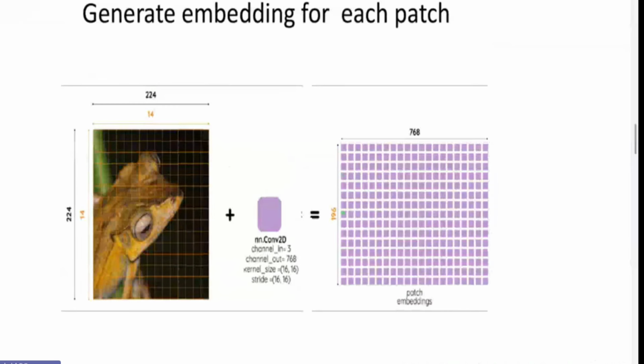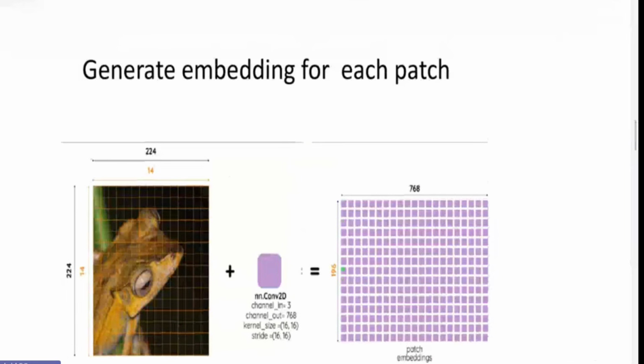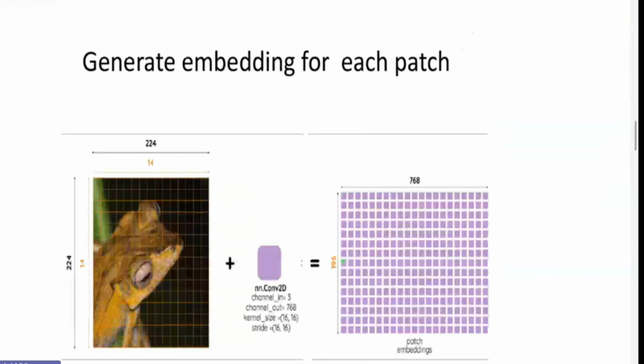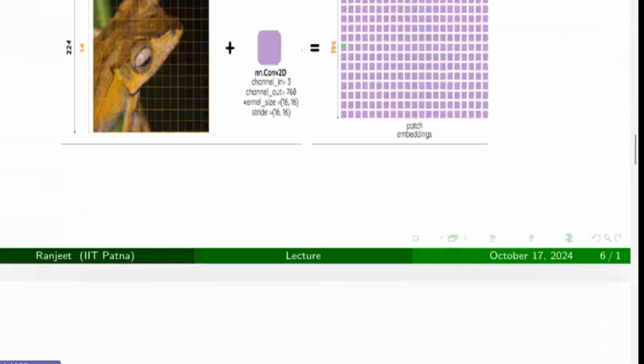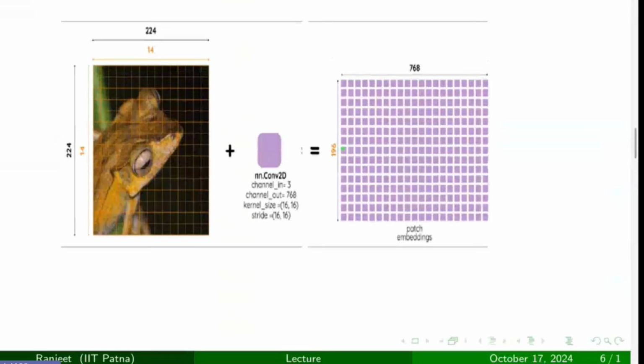Now you convert your patch into a vector. Either you can directly convert it, maybe flatten every 2D matrix and make a 1D vector, which is a very simple method. Or you can even use a convolution layer to do it, which will also do the same thing. So either you can do it manually or use a convolution layer.